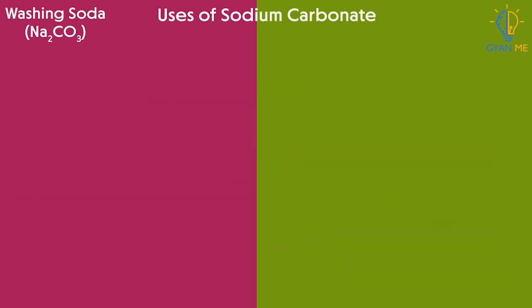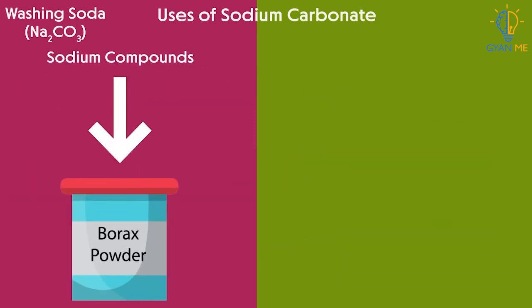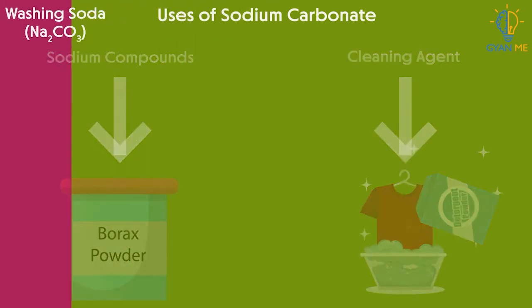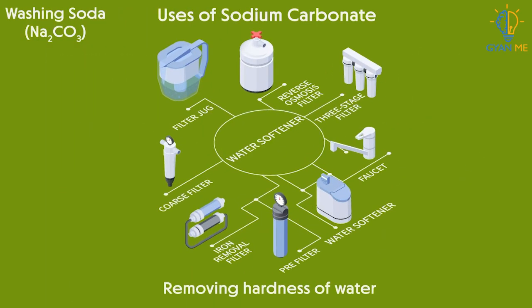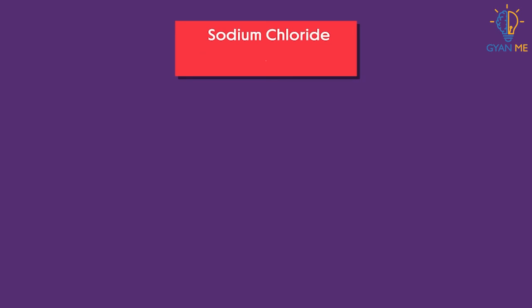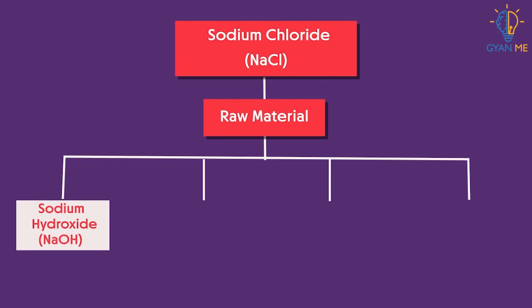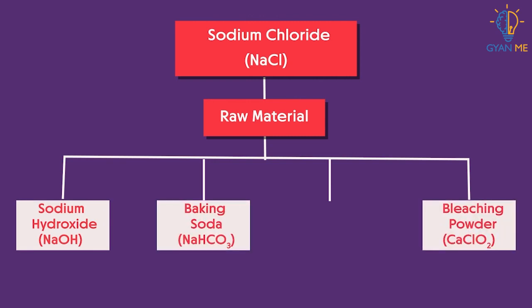It is also used in the manufacturing of sodium compounds such as borax, as a cleaning agent for domestic purposes, and for removing permanent hardness of water. So students, in this video, we learned various uses of sodium chloride. Sodium chloride is used in the production of other compounds like sodium hydroxide, bleaching powder, baking soda, and washing soda.